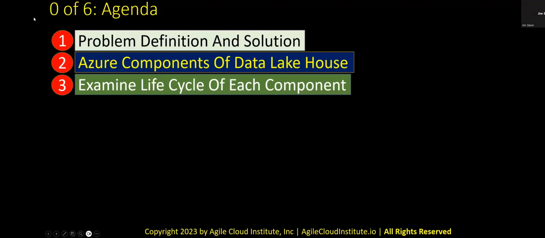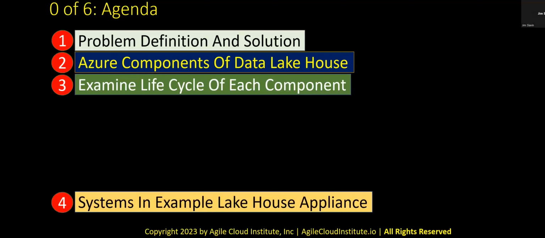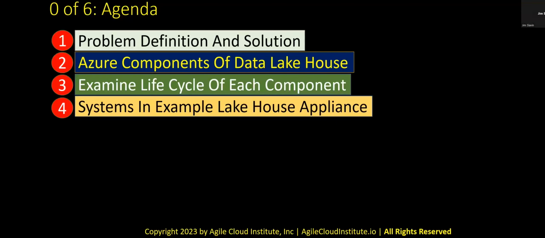Third, we will explain an easy way that you can group the components of your data lakehouse into manageable subsystems by examining the lifecycle of each component. Fourth, we will give a high-level summary of a free, working example of a software-defined data lakehouse appliance that you can download from agilecloudinstitute.io and deploy to Azure to seed your own Agile data lakehouse project.